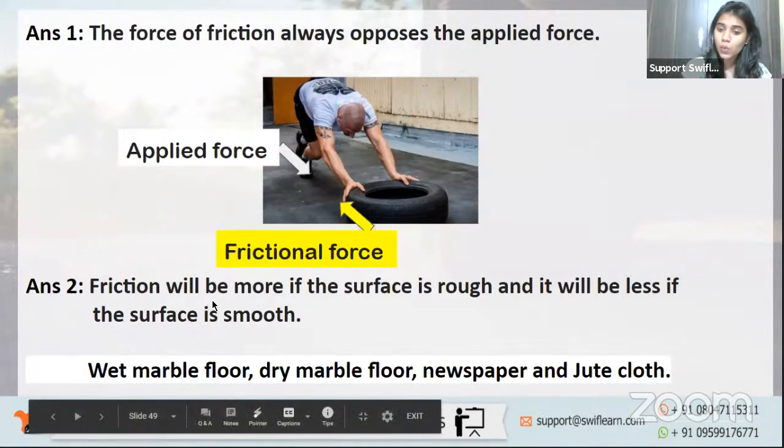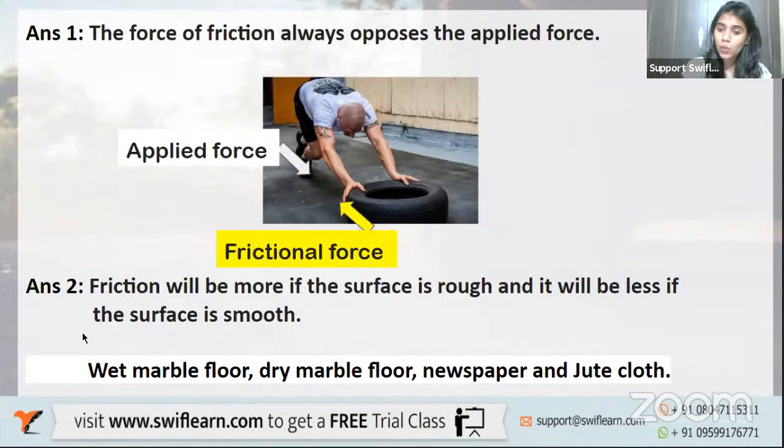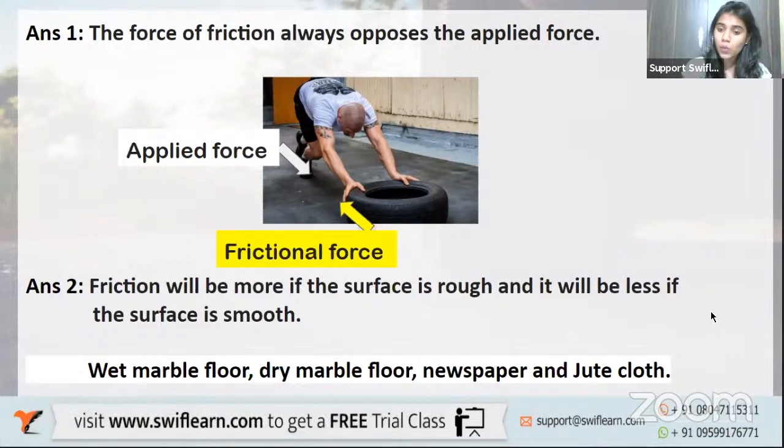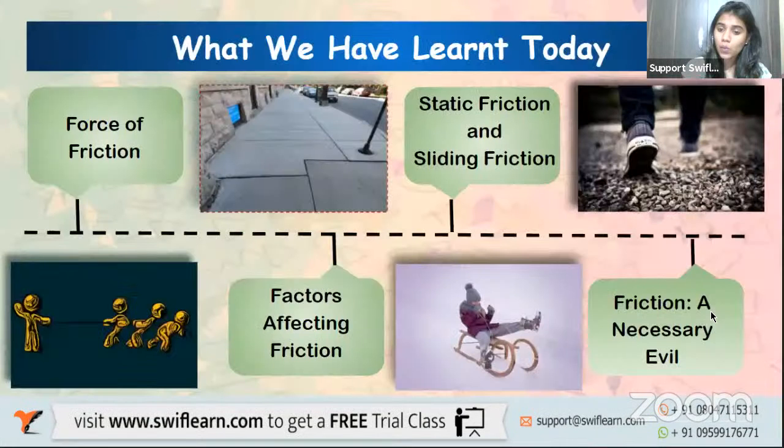Now, in the second case, friction will be more if the surface is rough, and it will be less if the surface is smooth. We know that already. So on a wet marble floor, friction will be the least. Then comes the dry marble floor, because even though it is dry, it is a marble floor which is smooth. Newspaper is not as smooth as a marble floor, so that comes next. And friction will be the most in jute cloth. Why? Because it has a very hard surface.